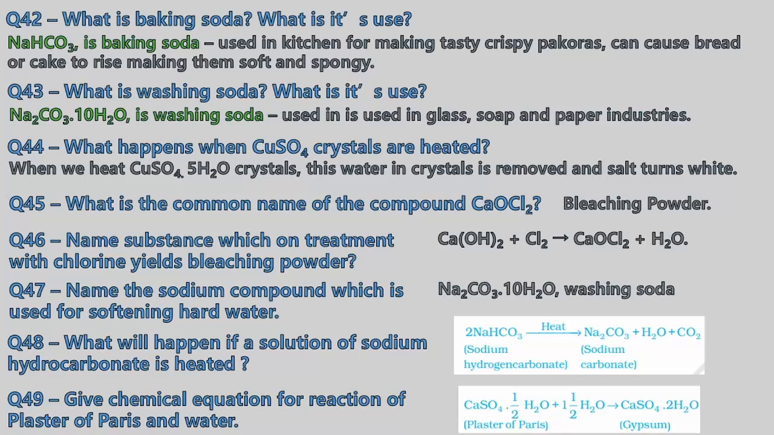When you make it react with more water, more water molecules will get attached to the calcium sulfate molecule and it will become gypsum. In gypsum, each calcium sulfate molecule will have two water molecules. No more sharing. Each calcium sulfate molecule will have two water molecules. So that is the reaction of plaster of Paris with water.